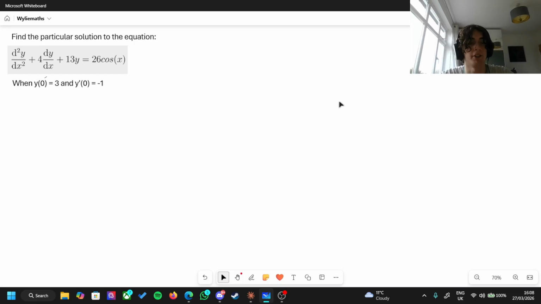The previous questions were asking for a solution where if you knew a certain piece of information, you could then specify your solution for that piece of information and thus calculate known answers in a certain scenario. This question is already giving us a scenario. It's saying, well, in this example, at y of 0, our answer is 3, and at y dash of 0, our answer is minus 1.